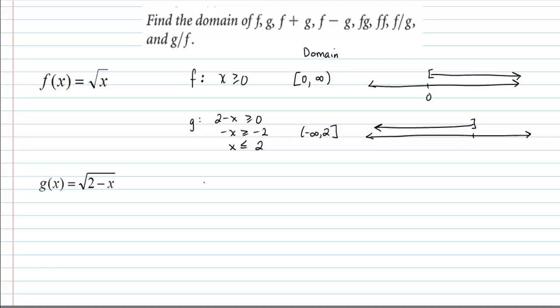For us to find the domain of f plus g, it is best if we take a look at the number line and find out between what two values the graphs overlap. And you can see that they overlap between 0 and 2. Therefore, your domain is going to be 0 to 2, including both points. Same thing for subtraction, and same thing for multiplication.